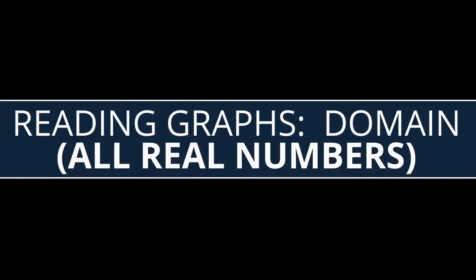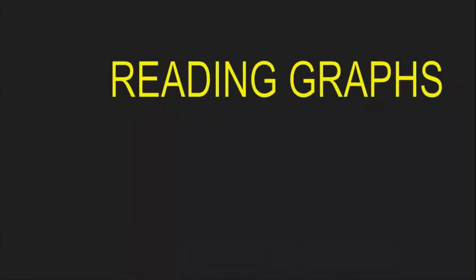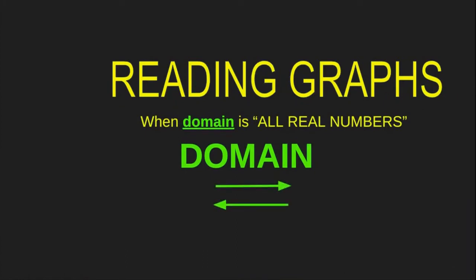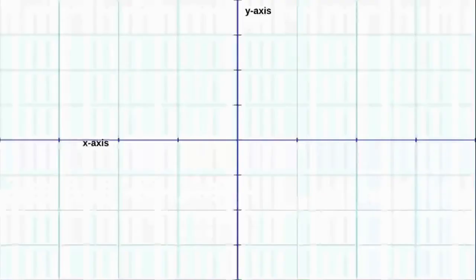Alright guys, in this video we're going to talk about how we read graphs that have a domain of all real numbers. So when the domain is all real numbers, what you're looking for is arrows that point in opposite directions. And I'm going to show you an example of what one of those looks like on this next slide here.